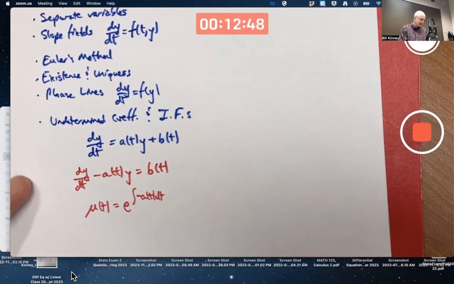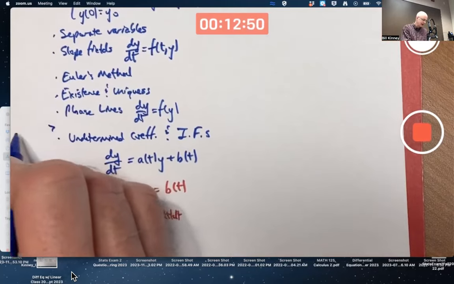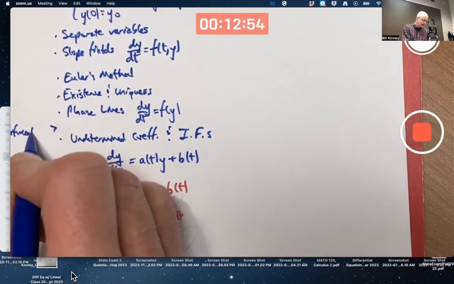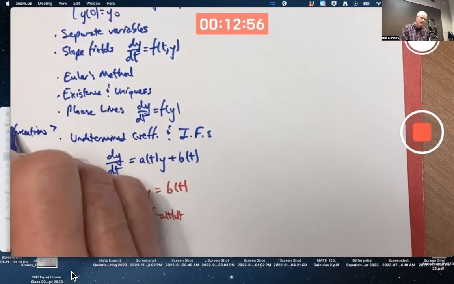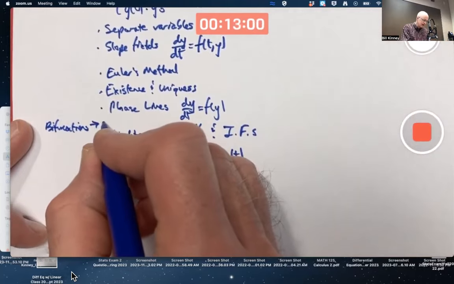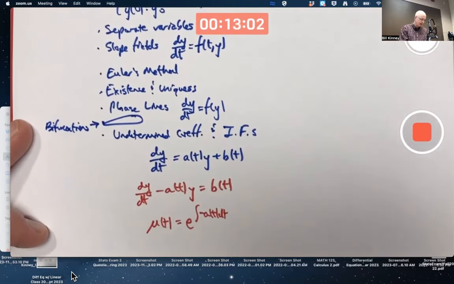I did miss something here. I missed also bifurcations was in here in the one-dimensional case. And that essentially is chapter 1. Bifurcations was missing. That was section 1.7. Chapter 1 for differential equations.